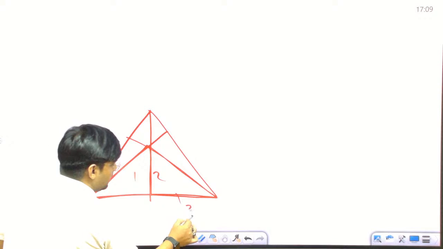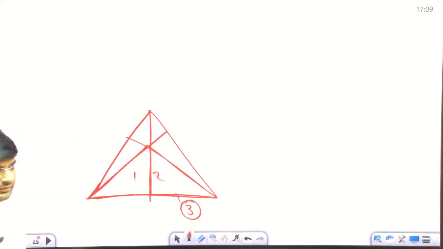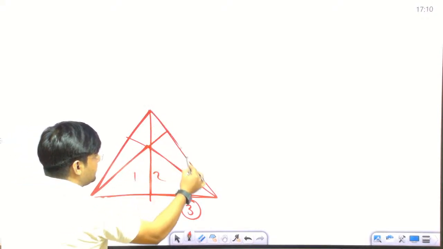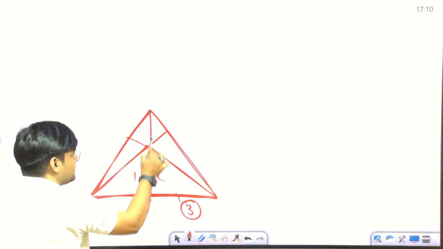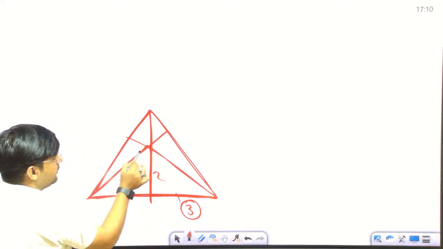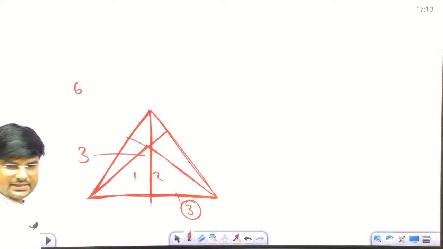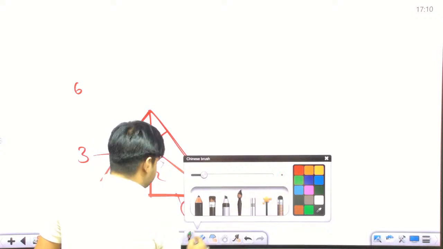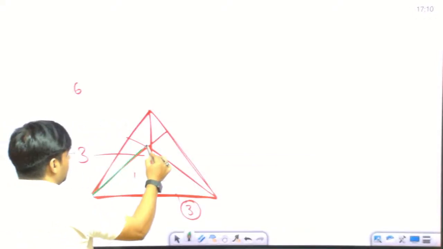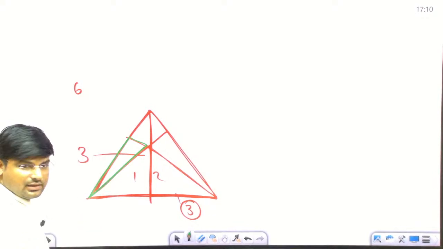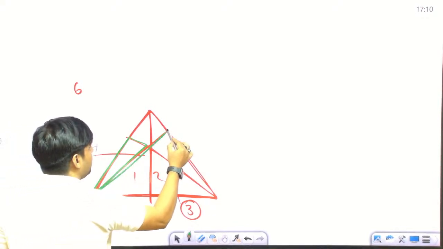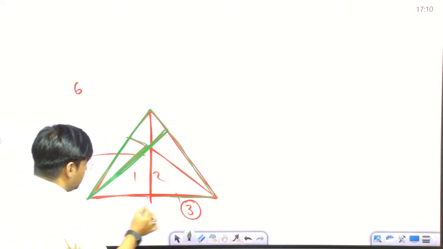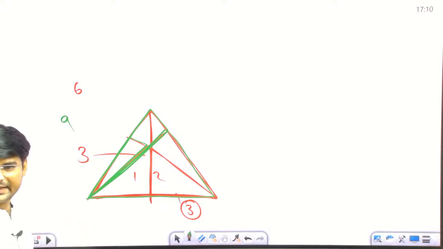1 and 2. There are three triangles, and in the bigger triangle there are also three triangles. 1 and 2. 3 plus 3, 6. Clear? And 7, 8, and 9. Clear?